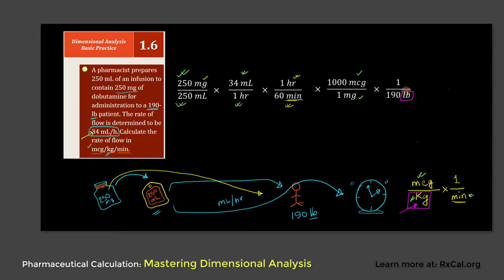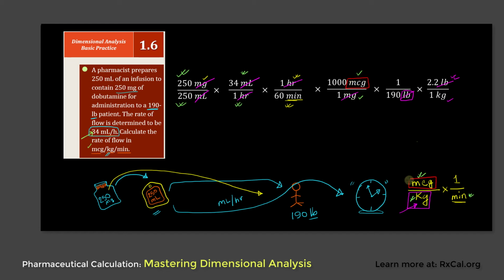No matter what the unit is in the denominator, we cannot multiply this. We have to divide this with 190 pound. And the final step would be converting this pound to kilogram unit. So we know that 1 kilogram equals 2.2 pounds. So we start canceling out. The pound cancels out, the milligram cancels out, milliliter cancels out, hour cancels out, and at the end we have microgram in the numerator.